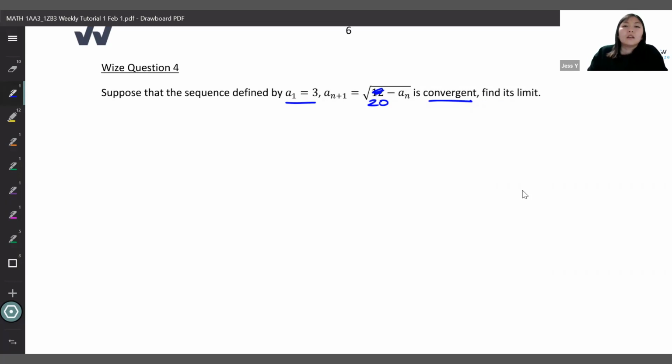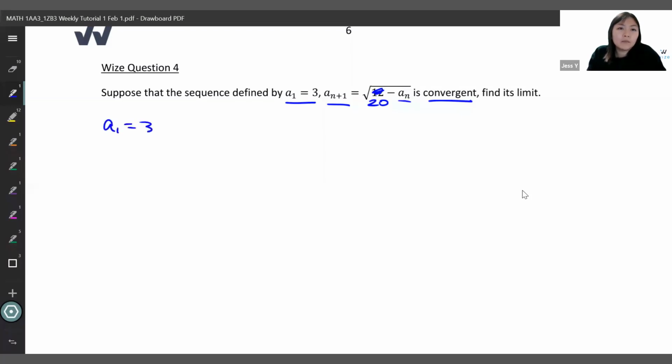Okay. So we are told that it converges and we want to find its limit. So I want to find the limit as n goes to infinity of an. Whenever you're given a sequence like this, it's called a recursive formula because you're told that the next term depends on a previous term. I like to write out the first few terms just to see what's happening.